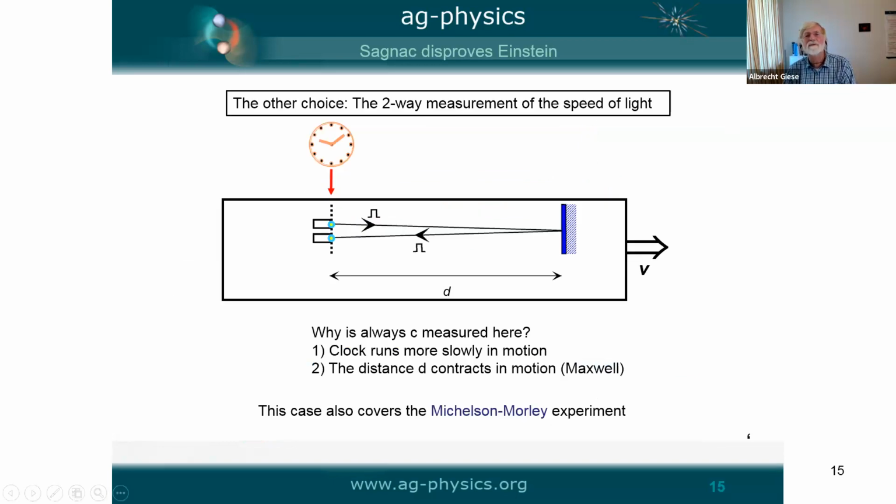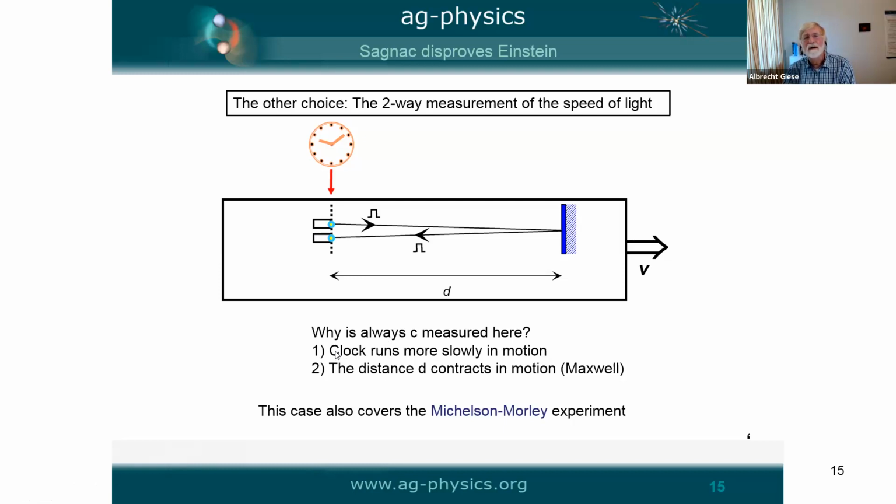So we have the other case, which we know, that is a two-way measurement. A light signal is sent to a mirror and comes back, and we measure the nominal speed of light. And if this is moved, we measure the same speed of light. But we know that if this is moved, the clock will run with a different speed. And also the mirror will, by contraction, move closer to the sending and receiving point. And that is, of course, given, as I said, already by the Maxwell model.